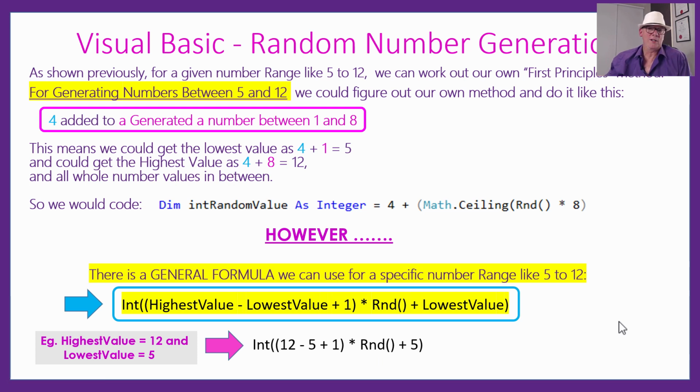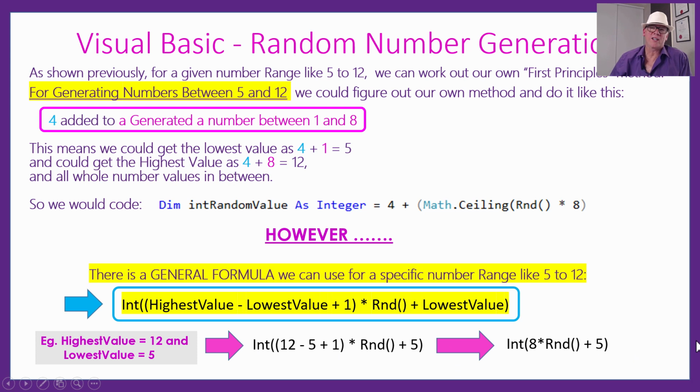Now, some people, purists, might say, oh, you can make the program run more efficiently, and it might be like one millionth of a millisecond faster each roll if you actually do this maths for Visual Basic beforehand, so it doesn't have to do that processing. So we could say 12 minus 5 is 7, 7 plus 1 is 8. We could simplify that formula a bit and just put 8 times the random number plus 5, all right? But either way will work.